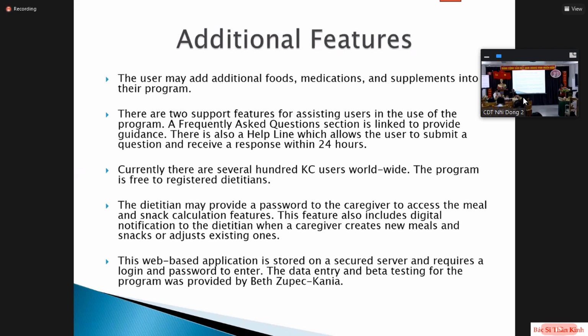But as Dr. Nathan said, it's always better to learn the manual calculations first to understand the concept of ketogenic diet before proceeding with the keto calculator. Okay. So thank you once again.